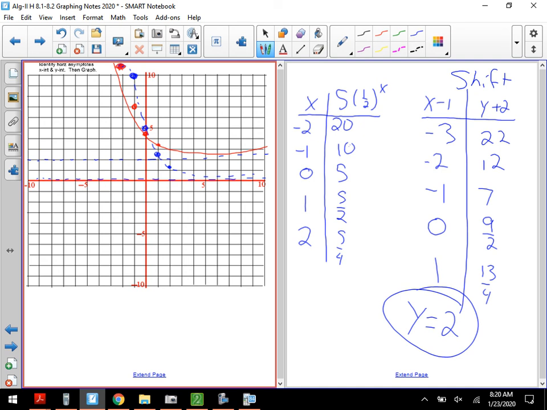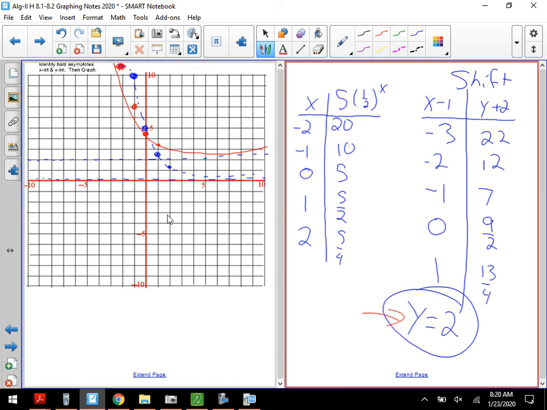What's your domain? All real numbers. What's your range? Y is everything greater than 2. Yes, ma'am. This is your new horizontal asymptote, and it's always your K value. Whenever you're done shifting everything, your K value will always be your horizontal asymptote. When you do your parent, it's always at 0 because there's no K value in your parent function.